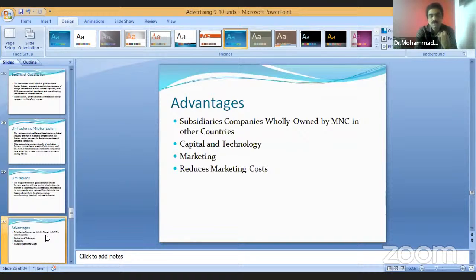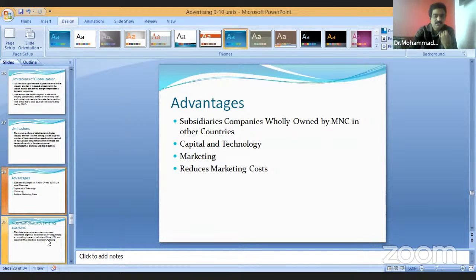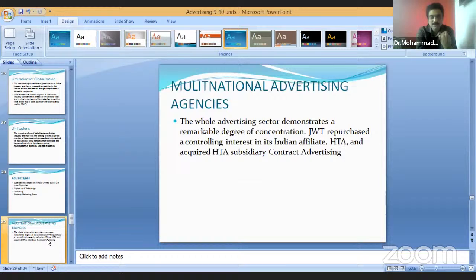One more thing: subsidiary companies wholly owned by the MNCs have entered and invested both capital and technology. This also reduces marketing costs. Compared to labor-intensive methods, where we incur more manufacturing costs, after importing and taking the help of machinery, products can be manufactured at a low cost and delivered fast. Next, we discuss the advertising agencies.